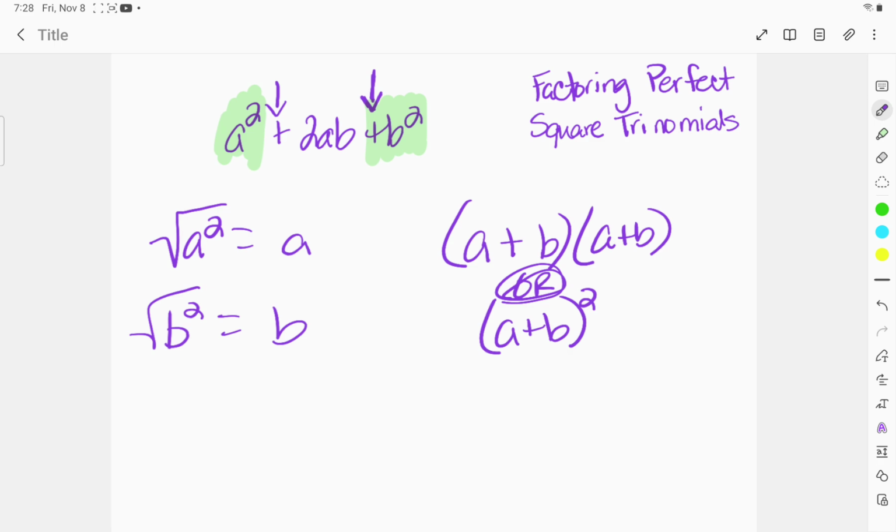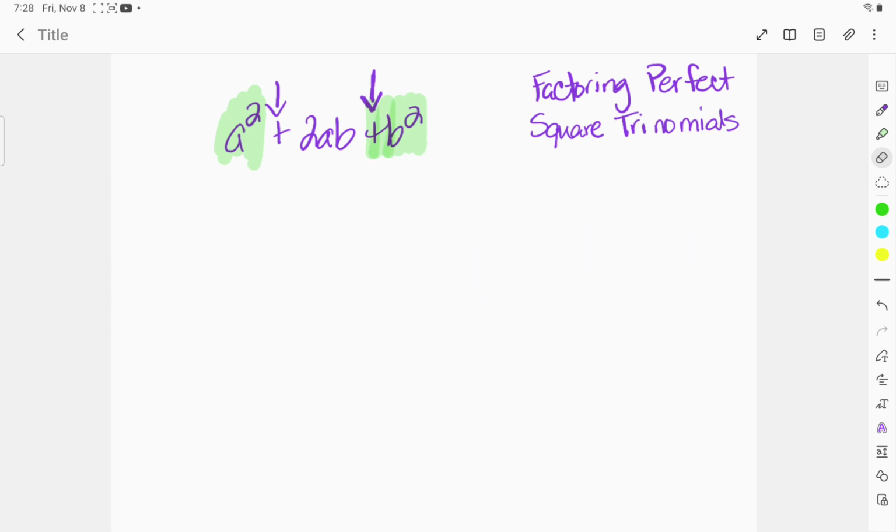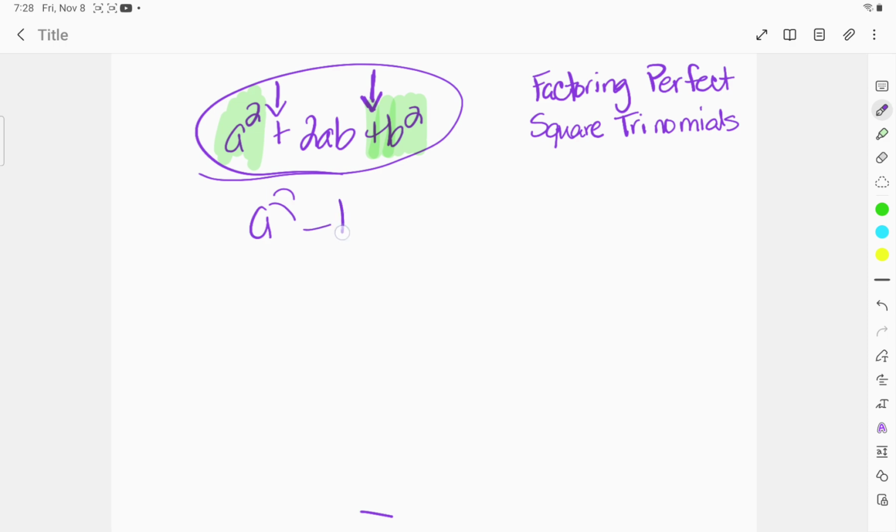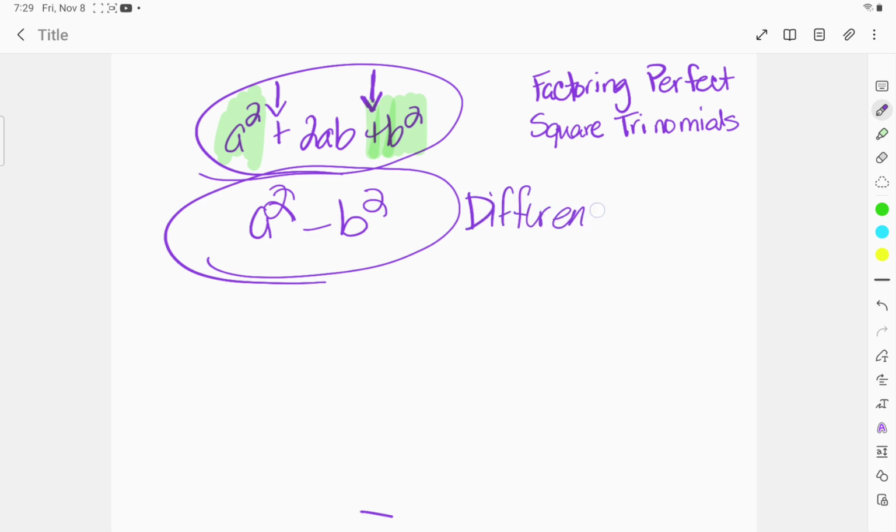So in a difference of two squares, your two binomials look the same except for the sign. In a difference of two squares, the only difference in your binomials are your signs. One is a positive, one is a negative. In your perfect square trinomials, your two binomials are identical. They look exactly the same. And how do you know the difference of two squares versus a perfect square trinomial? Well, this one looks this way, and this one is a difference of squares. You know it's a difference because there's only two terms, and they're separated by a negative sign.